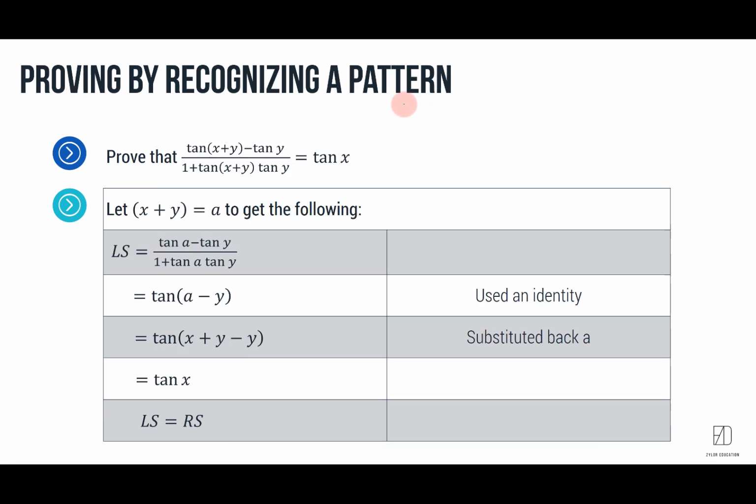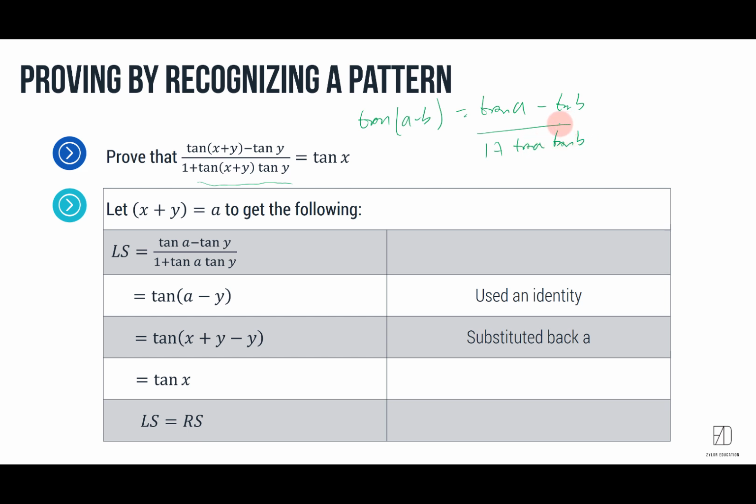Another way of proving identities that we can take advantage of is to look at patterns. So here, we have (tan(x + y) - tan y) over (1 + tan(x + y) times tan y) should be equal to tan x. So now, we can start with the left side, but it looks complicated. However, we can recognize the pattern where it looks similar to tan(a - b), where we have (tan A - tan B) over (1 + tan A tan B).